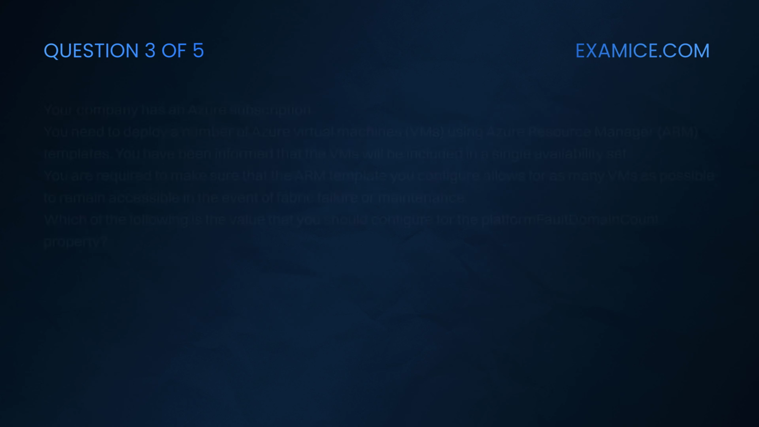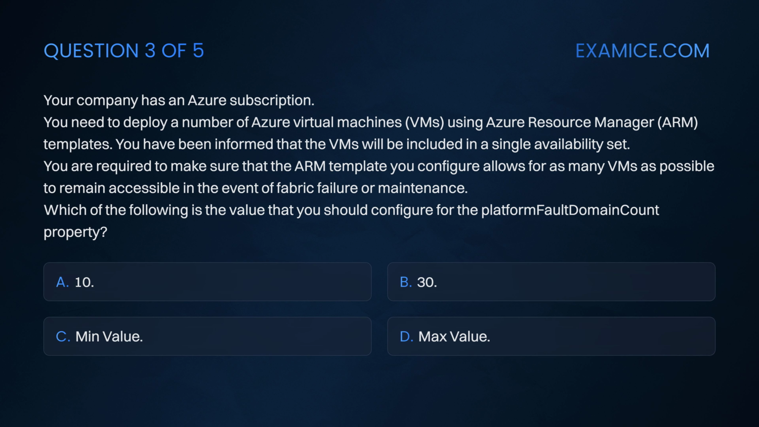Question 3. Your company has an Azure subscription. You need to deploy a number of Azure virtual machines using Azure Resource Manager templates. You have been informed that the VMs will be included in a single availability set. You are required to make sure that the ARM template you configure allows for as many VMs as possible to remain accessible in the event of fabric failure or maintenance. Which of the following is the value that you should configure for the platform fault domain count property? Option A, 10. Option B, 30. Option C, minimum value. Option D, max value.